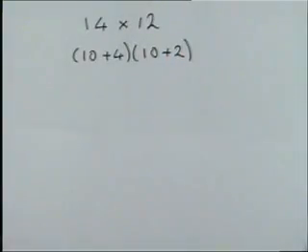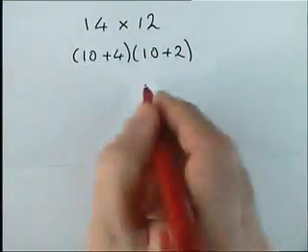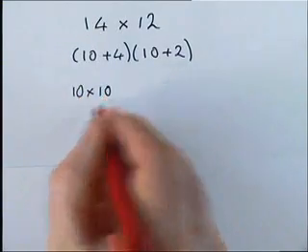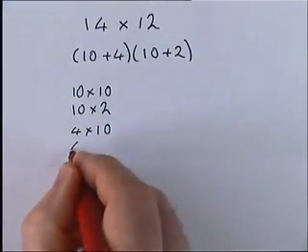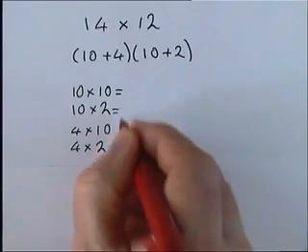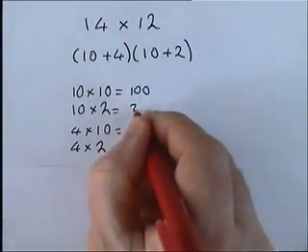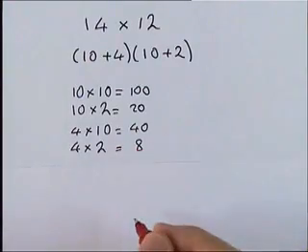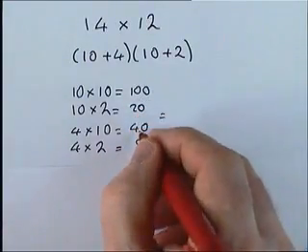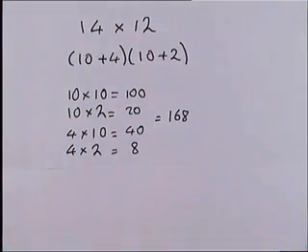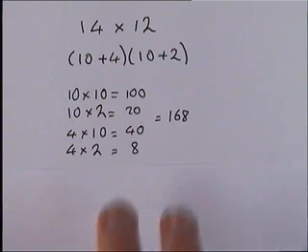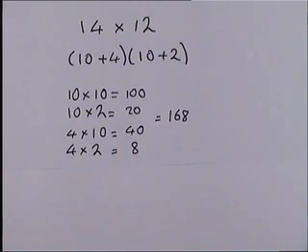Now there's 2 or 3 ways of doing it. What you could do is say, if you do 10 lots of, you need 10 times by 10 and 10 times by 2. Then you need 4 times by 10 and 4 times by 2. If you work all of those out, that's 100, 20, 40 and 8. And if you add that together, you get 168. So that's one way of doing that calculation, and that might be a way you've been taught to calculate larger numbers by splitting them into numbers that we know, because we know the first 10 times tables, and also multiplying by 10 is nice and straightforward.